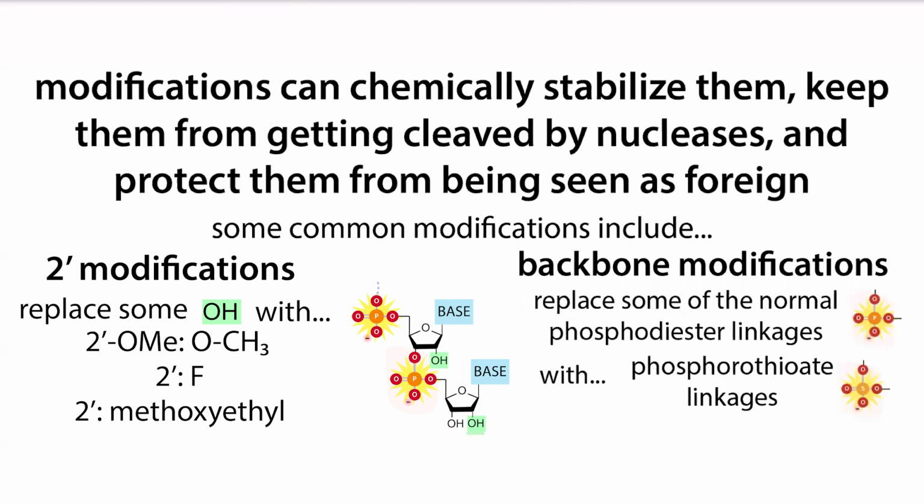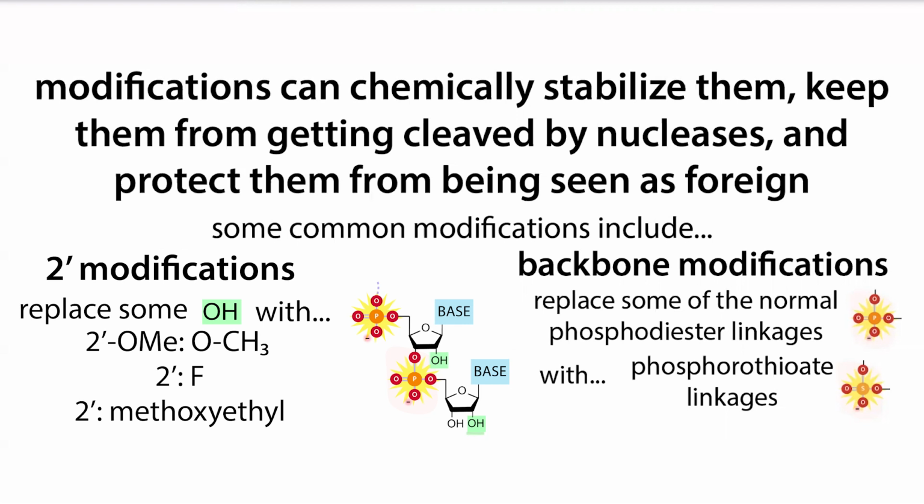So modifications can chemically stabilize them. They can keep them from getting cleaved by other nucleases or by the RNase H when we didn't want that, and protect them from being seen as foreign and attacked by your immune system. Common modifications include modifications to the 2' site. This is the site where RNA has an OH and DNA has just a hydrogen. That's where you get the deoxynucleotide, in that they don't have the oxygen there. As well as modifications to the backbone, so the linkages between the nucleotides.